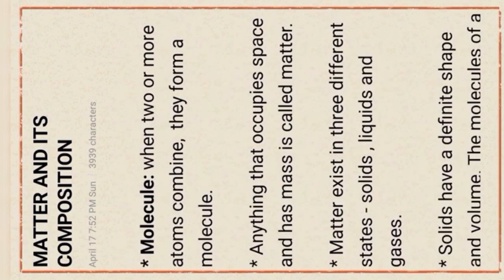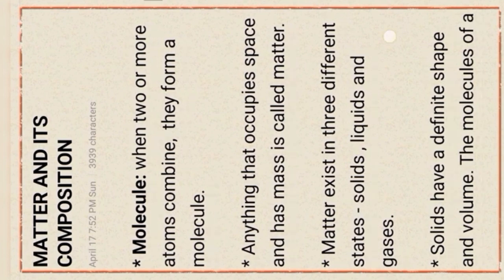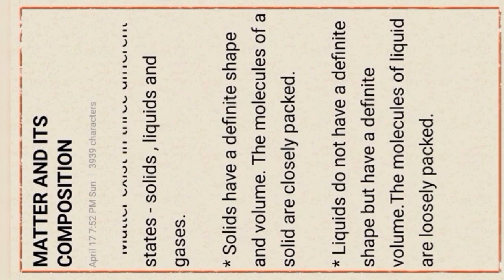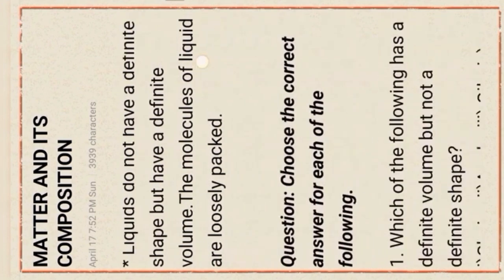Next, anything that occupies space and has mass is called matter. Matter exists in three different states: solid, liquid, and gas. Solids have a definite shape and volume. The molecules of a solid are closely packed. Liquids do not have a definite shape but have a definite volume. The molecules of a liquid are loosely packed.